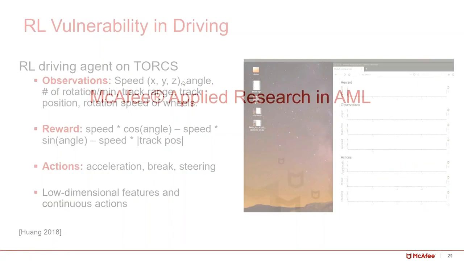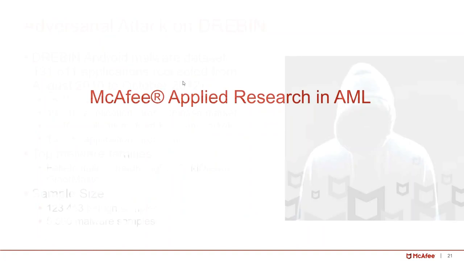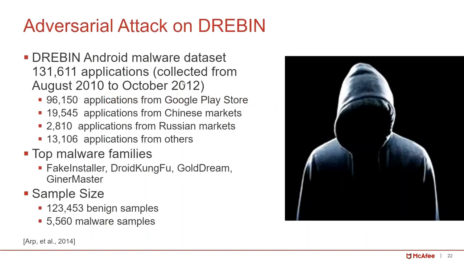I want to use two use cases in McAfee to explain this adversarial machine learning. One is malware detection. So we use an open source Android malware data set, collected over 2 years, with different apps from Android phones. For the sample size, we have around 120K benign samples and 5K malware samples.